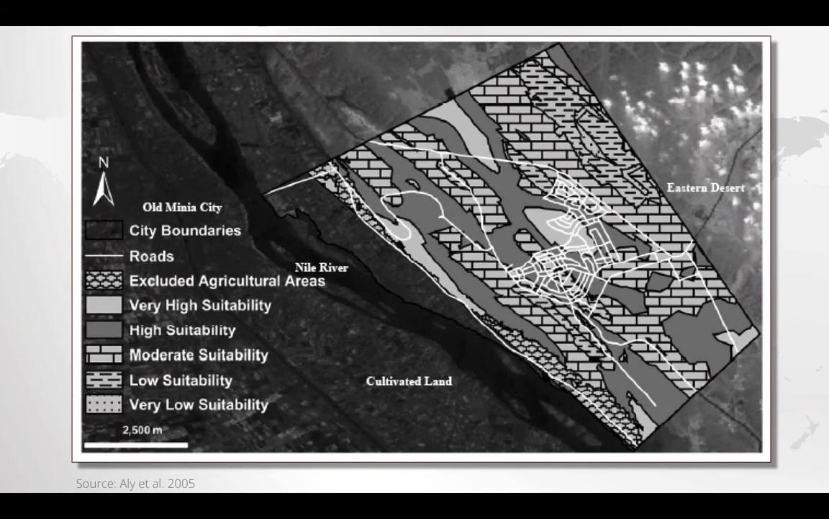And here's just an example. So this is Numinia City on the eastern desert and the eastern side of the Nile River. There's a kind of a simplified road network, and we excluded agricultural areas because of course you don't want to build where you're trying to preserve agriculture, and we came up with areas of very high, high, moderate, low, and very low suitability. So kind of a classic suitability study, but I just want to give you an example that yes, people do these suitability studies in the real world.